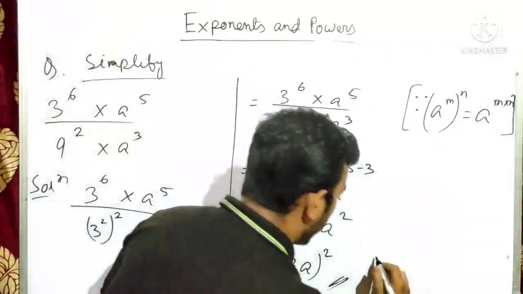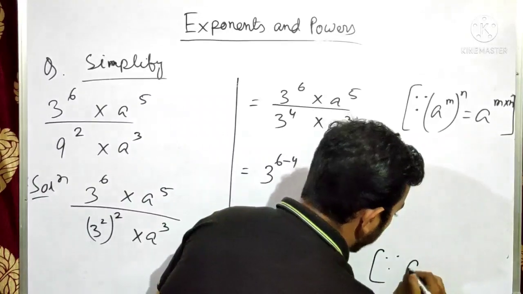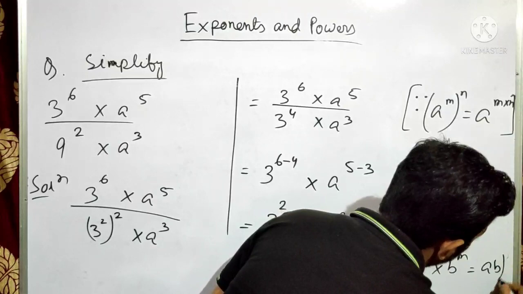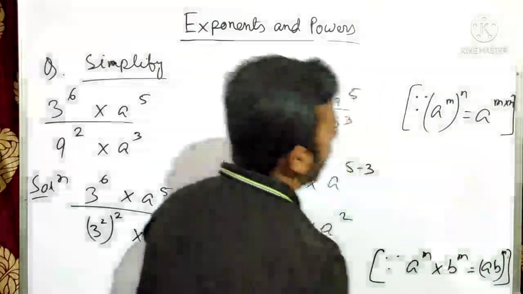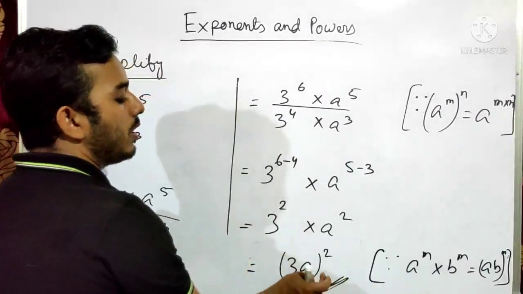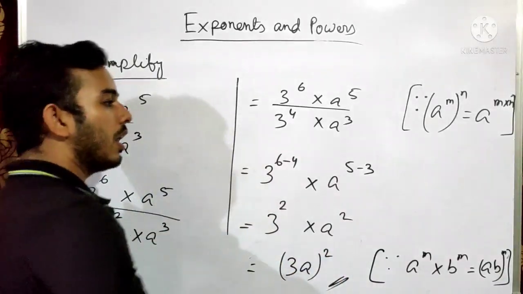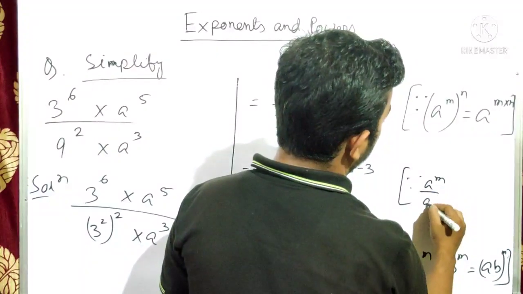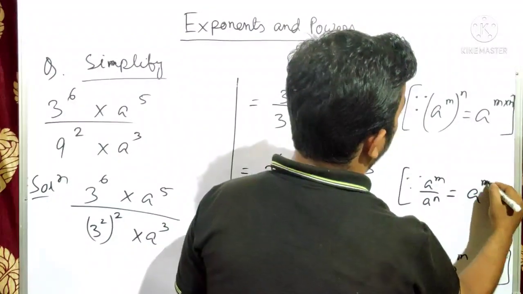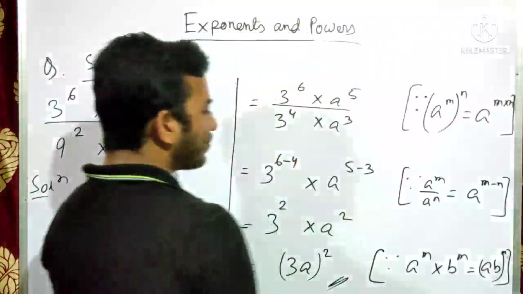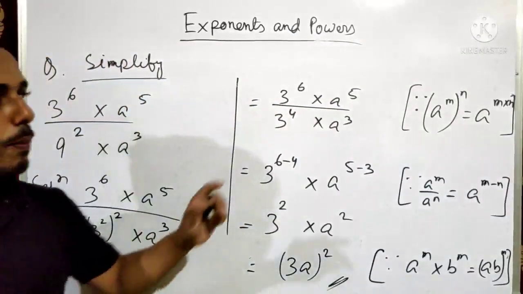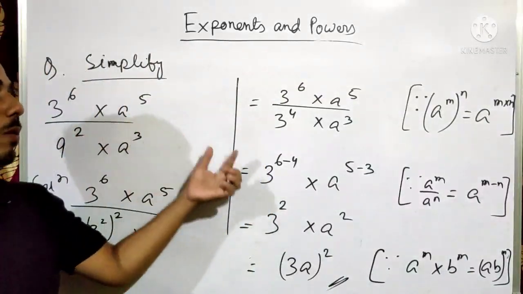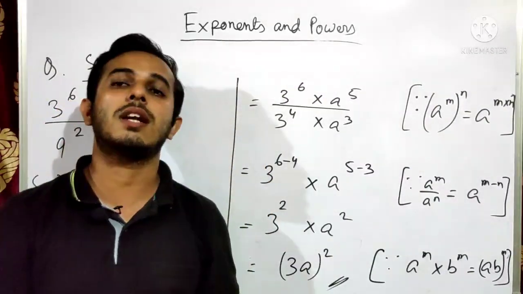Okay, now in the bracket we will use, let's write, a power m into b power m equals ab whole power m. Okay, ab whole power m. We have used that one in this case. Clear? Okay. Now in this case also you can write since a power m divided by a power n equals a power m minus n. Okay. The basic thing is that you have to know the relations. If you don't know the relations, I am pretty sure you can't solve. You can't move to the next line also.